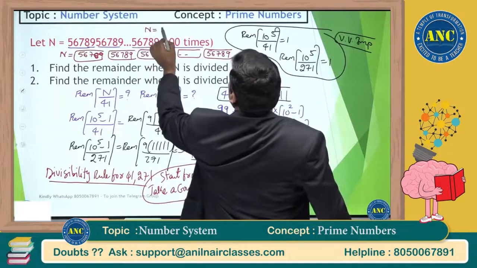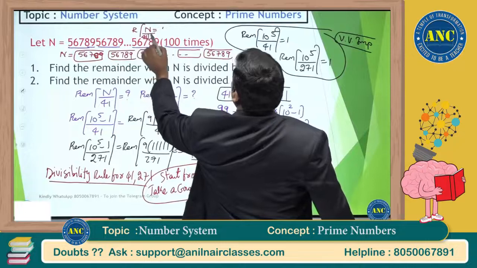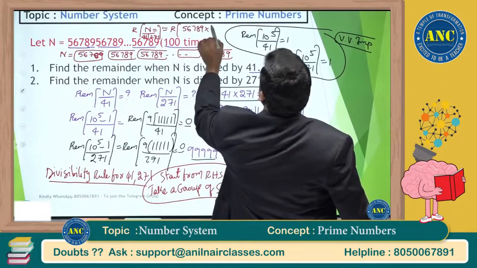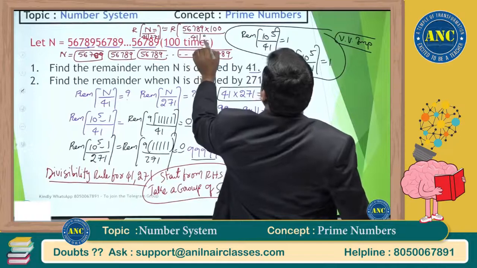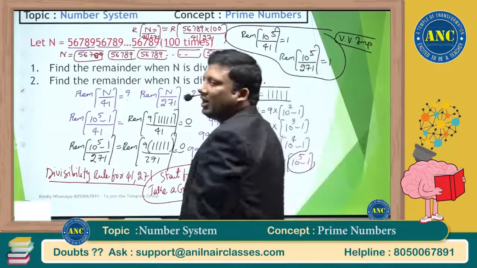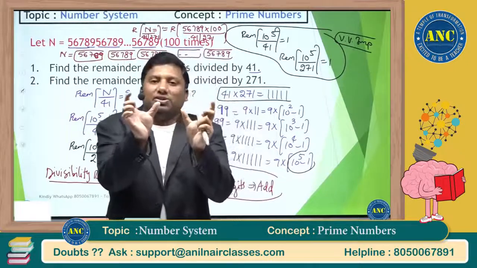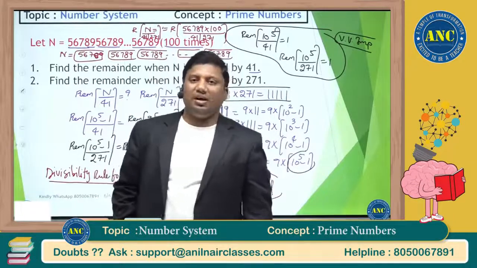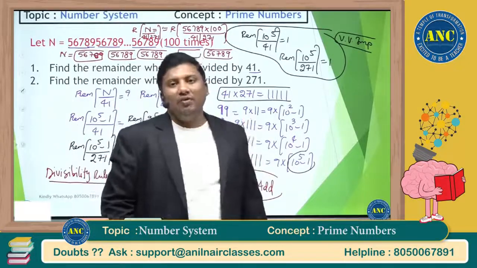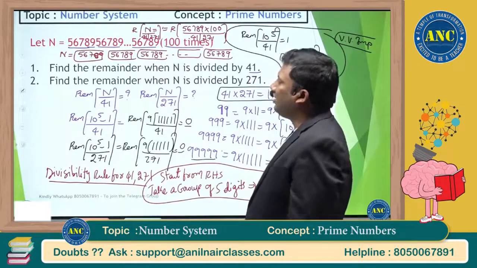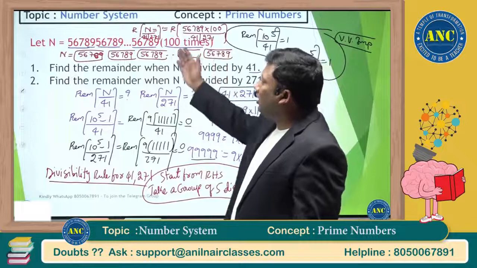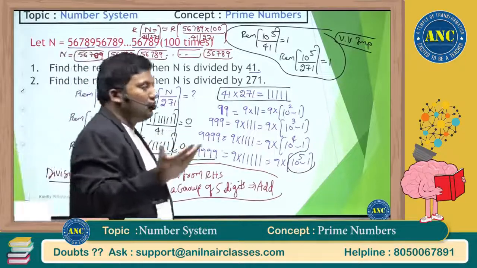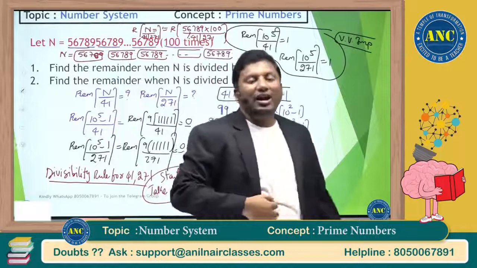So what will be the answer for this question? The remainder when N is divided by 41 or 271 is nothing but 5, 6, 7, 8, 9 into 100 divided by 41 or 271. If 5, 6, 7, 8, 9 is written two times, groups of 5 digits, add them: 2 into 5, 6, 7, 8, 9. If taken 3 times, 3 into 5, 6, 7, 8, 9. Because it is taken 100 times, this entire question becomes 5, 6, 7, 8, 9 into 100 divided by 41 or 271. Do the generic division, whatever answer you get, that itself is the answer.